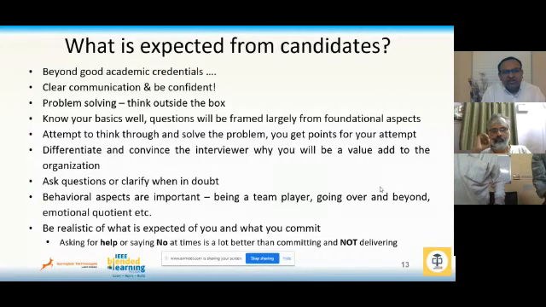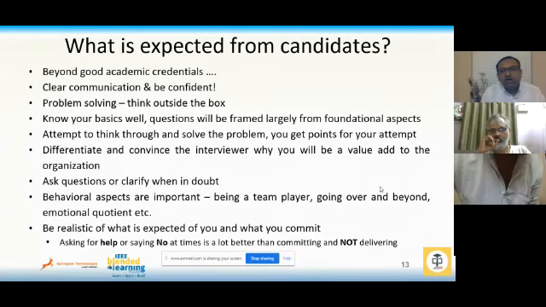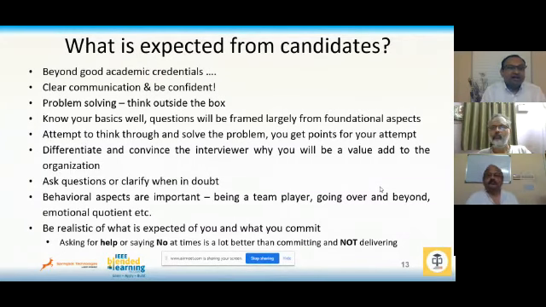Differentiate and convince. As I said, differentiation is a key part, and you'll have to convince the interviewer why you will be a value add to any organization that you'll be working upon. So clearly, you've got to go prepared, and questions will be asked. Why did you choose a certain industry, a certain company, or whatever field, right? So you've got to be ready, and you have to convince the interviewer why he should hire you, really.